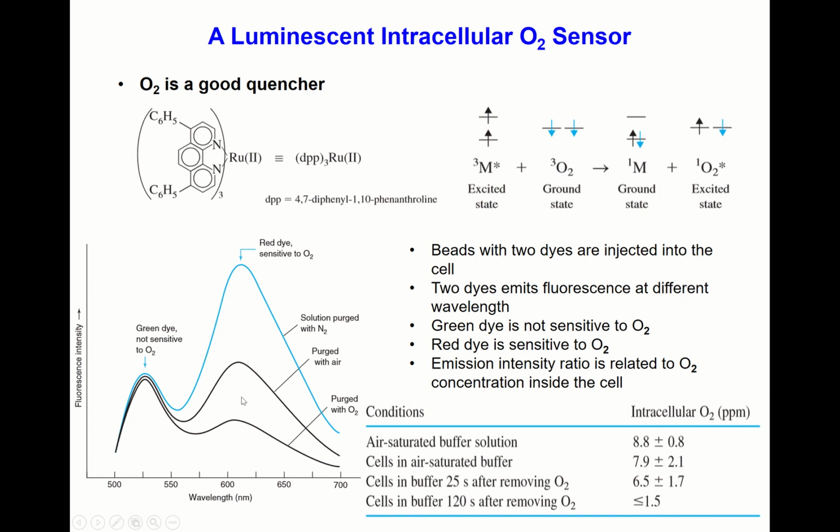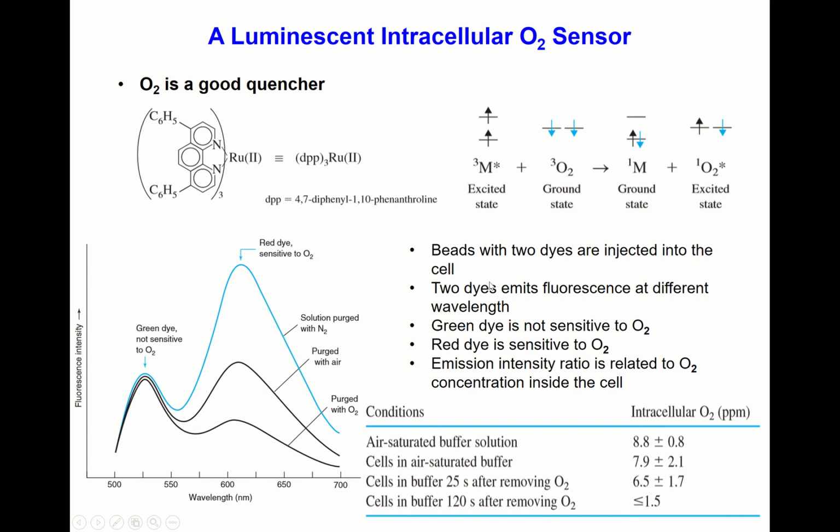Okay, and then the next step is very simple. You inject very small beads, several hundred nanometers, coated with two dyes, the green dye and the red dye. You inject those beads into the cell, and the two dyes emit fluorescence at different wavelengths. This is very fortunate. The green dye emits fluorescence at 525 nanometers, but the red dye gives off fluorescence at more than 600 nanometers. So they are well separated.